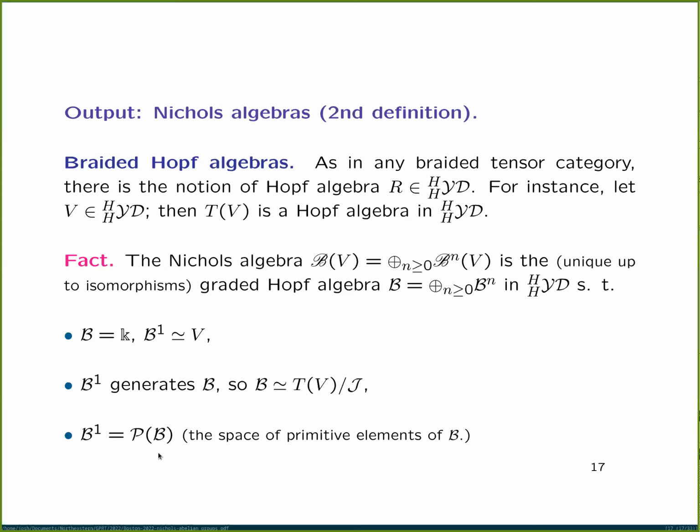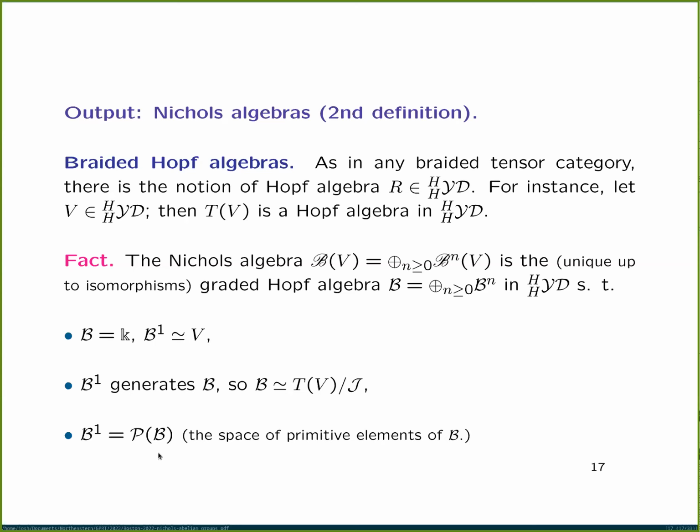Understood. Sorry, I have a question. So the first definition used only a braided vector space, yes, but the second definition requires a choice, requires the presence of this Hopf algebra H. Is this one more restrictive than the other one, or are they the same?